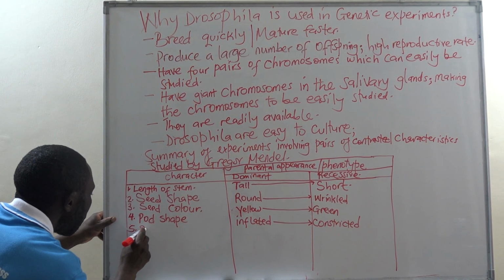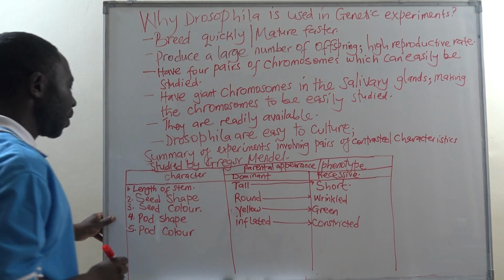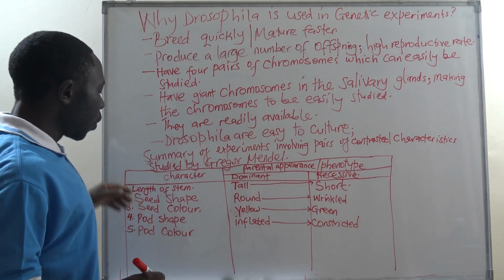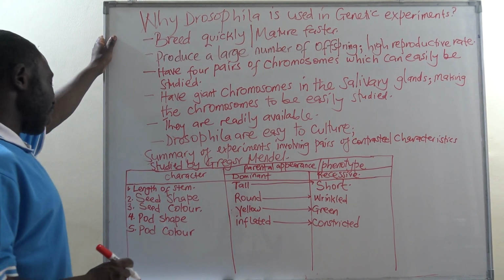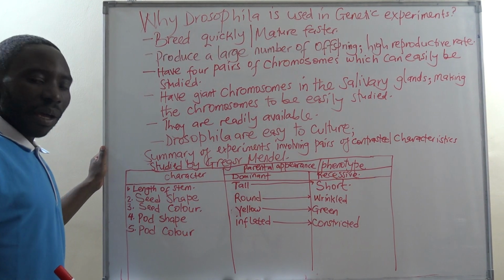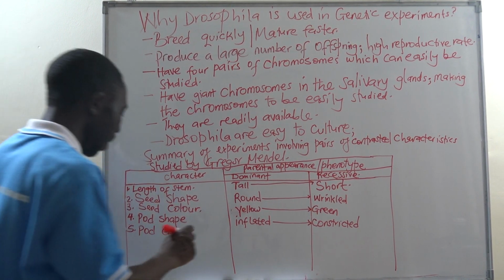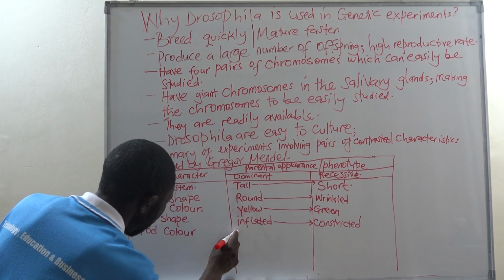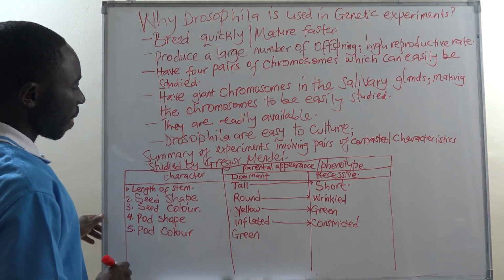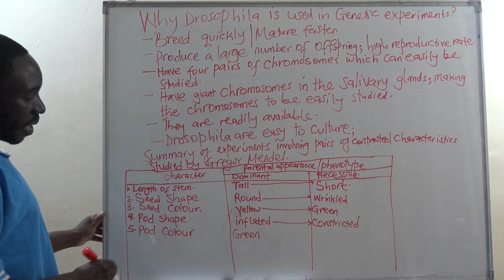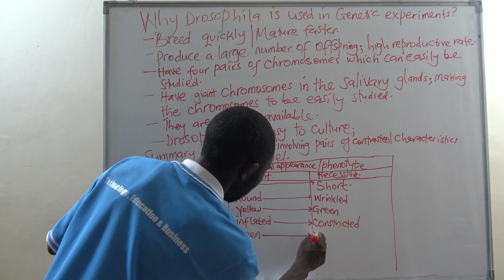Now the fifth character, or the fifth experiment of Mendel, involved what we call pod color. The color of the pod. This one has two forms of contrasting expressions. A pod can be green, that is the dominant expression. And then the recessive one here is yellow.